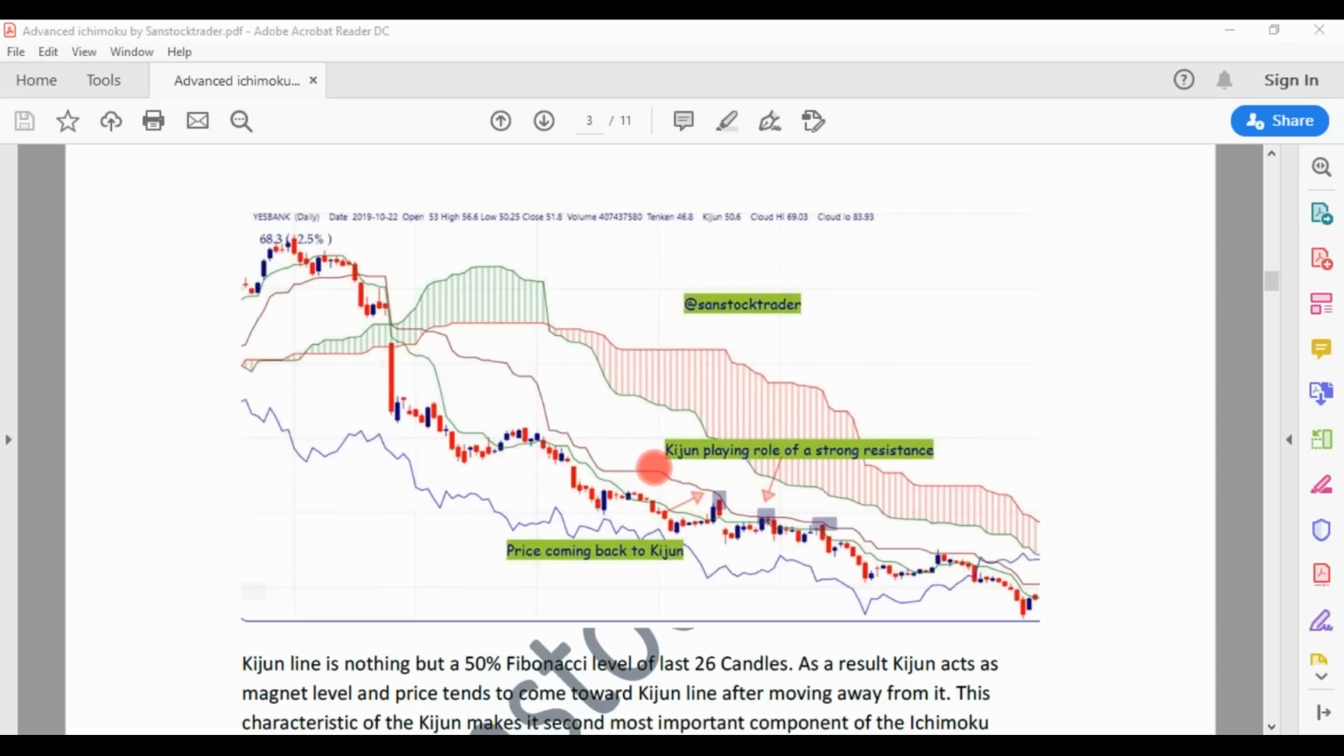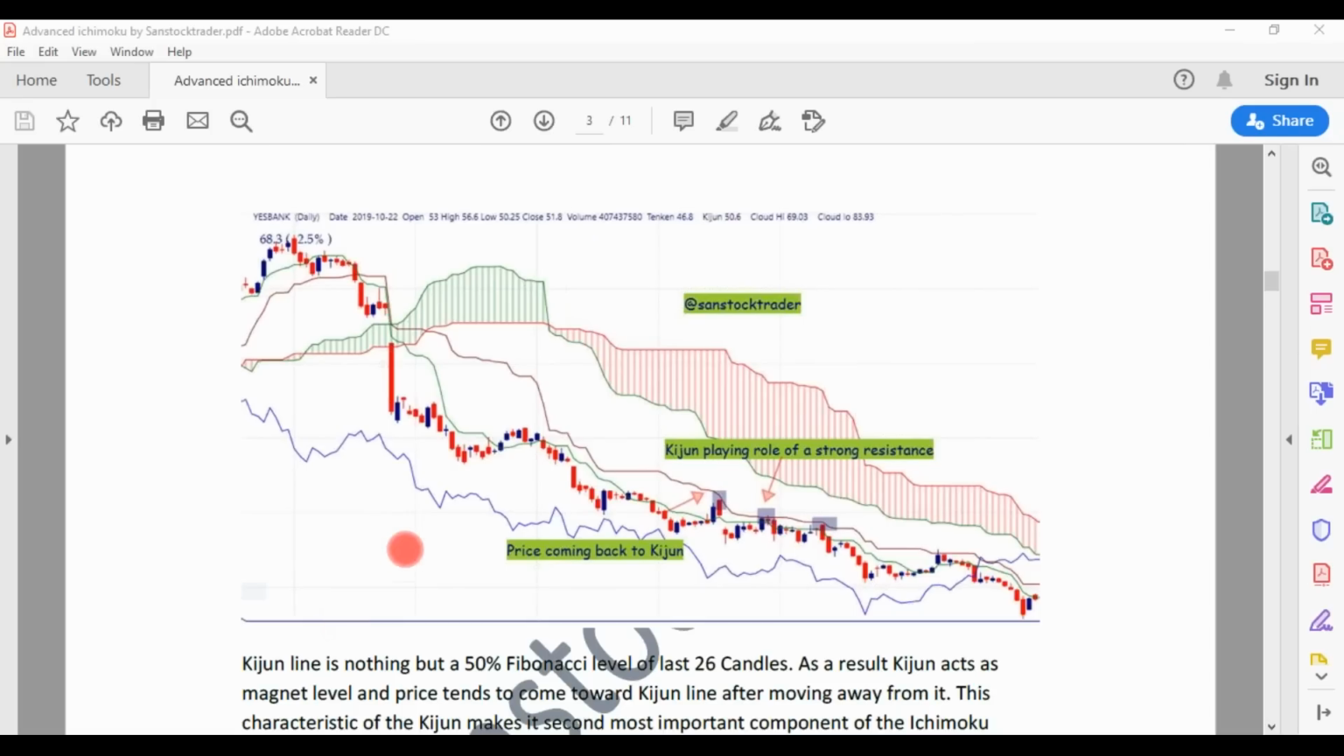If Kijun is flat, that means price is going under consolidation, and generally this consolidation phase is followed by a strong move, and that's exactly what happens here. This was a consolidation phase, and then see, a downtrend started once again, and once again in this region there was a consolidation followed by a trending move. So that's the beauty of this Ichimoku trading system. So how are we going to use this?